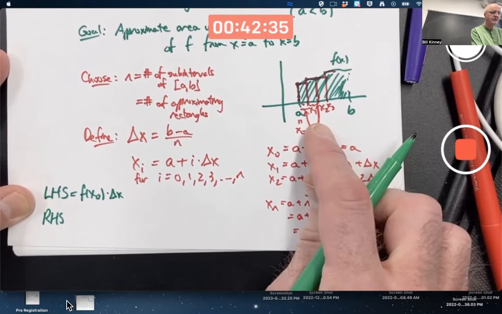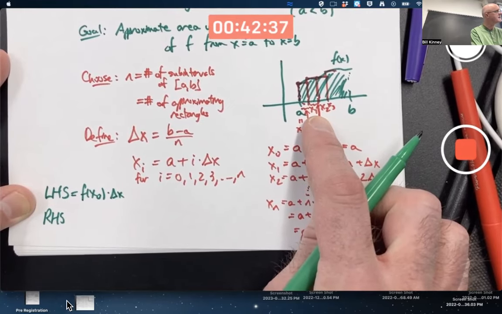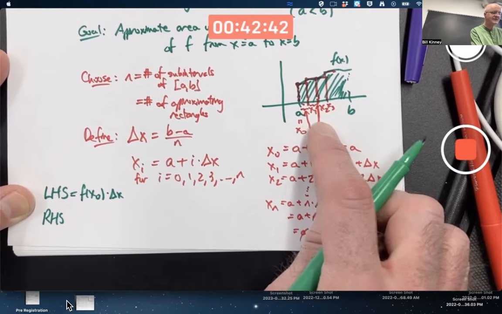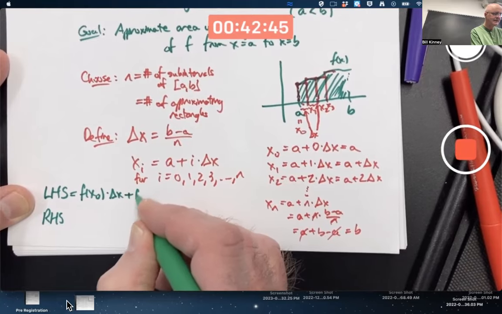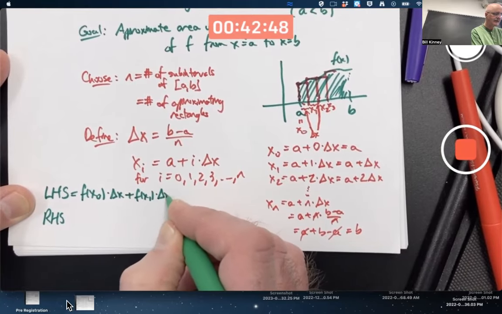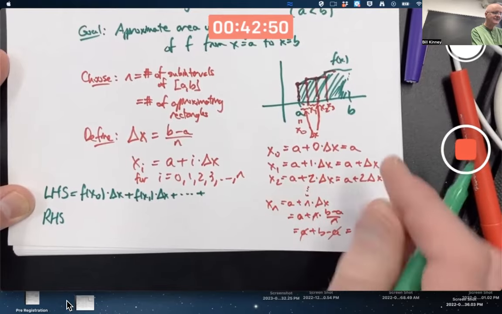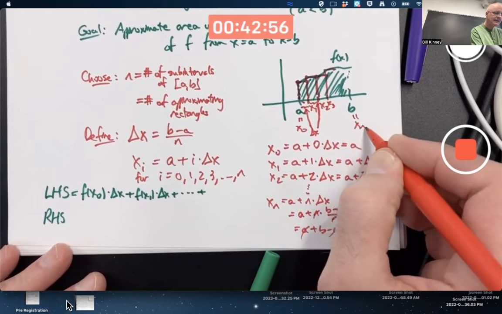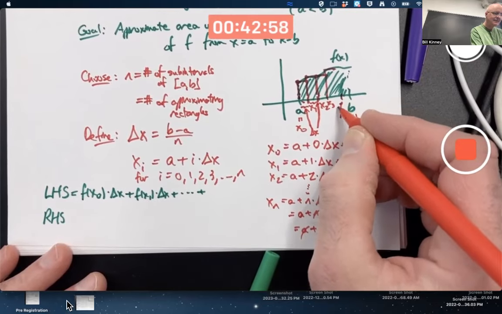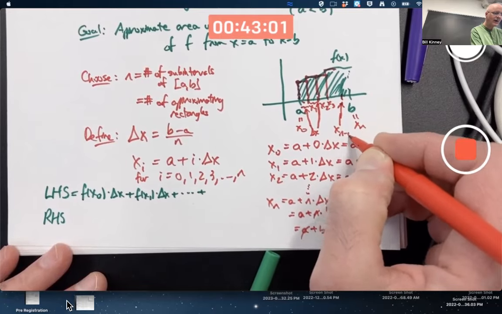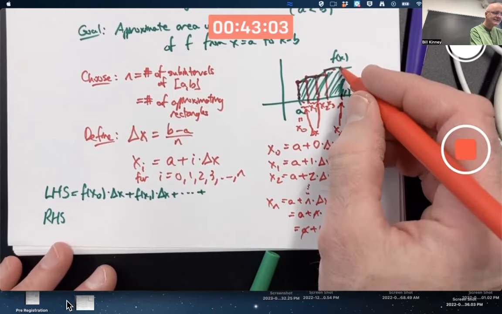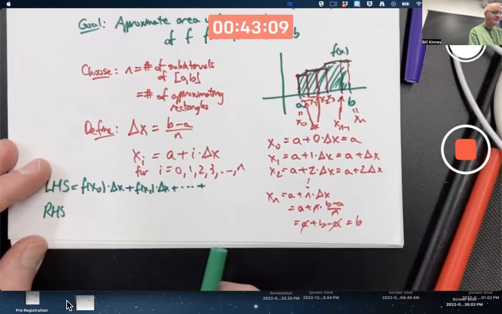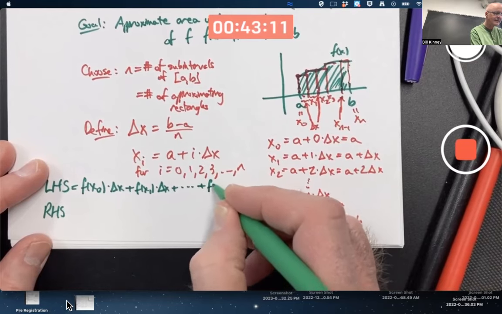For the second subinterval, its left endpoint is x1. Plug that into f to figure out the height. The base is still delta x. It's the same base. Etc. What's the last rectangle? B is xn. The next to last partition point is x sub n minus 1, and that is the left endpoint of the last subinterval here. For a left-hand sum, you plug it into f to find the height.